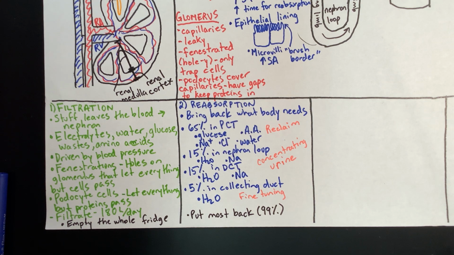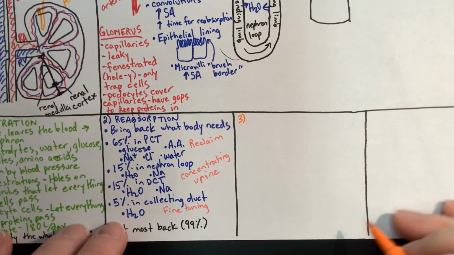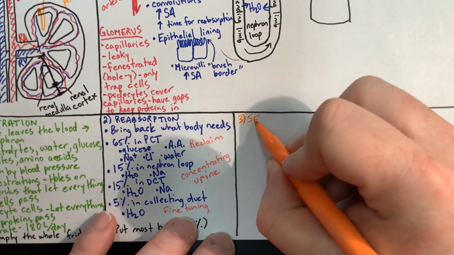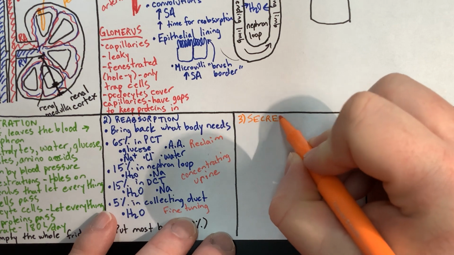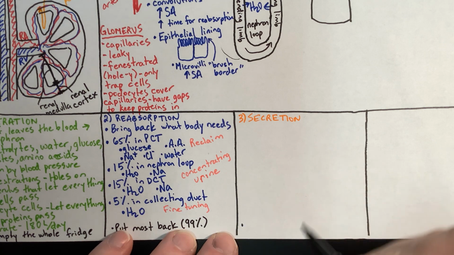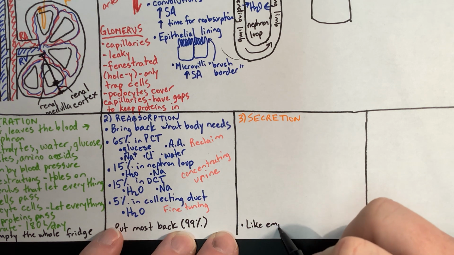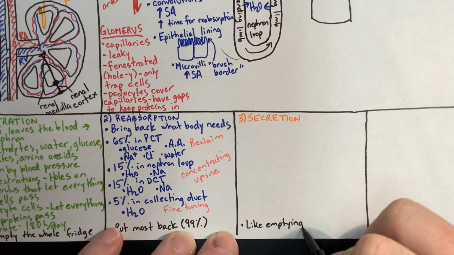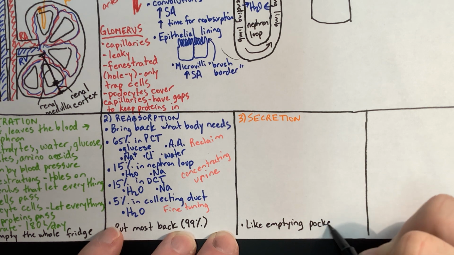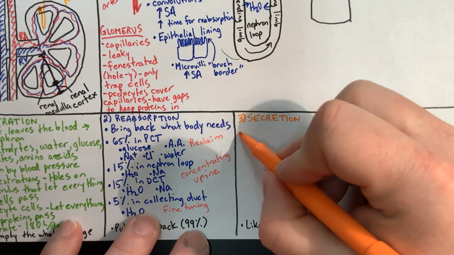Let's move to the next step. That third step is called secretion. And in this analogy of emptying out the fridge, after you do all of that stuff, our guy in Crash Course said, this is like emptying your pockets. So any last minute wastes that need to go back in. So let's summarize that.